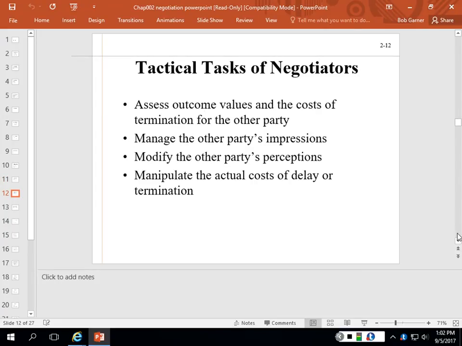All right, so what are some of the tactical tasks? Assess outcome values and the cost of termination for the other party. That's why, going back to the house I bought, a relocation company had it. If it had been owned by an individual who was paying two mortgages, the cost of not doing the deal is high for that person. That relocation company has deeper pockets.